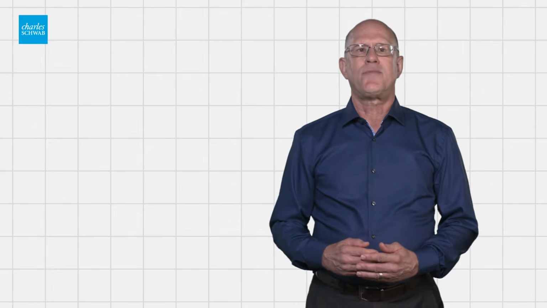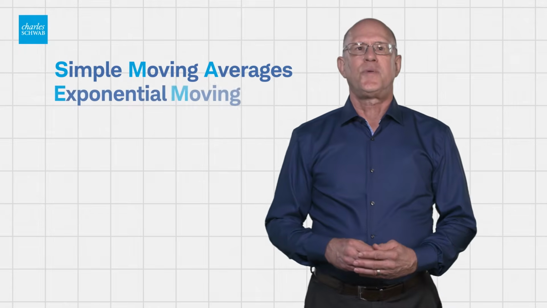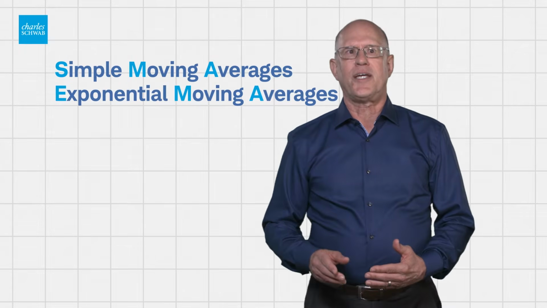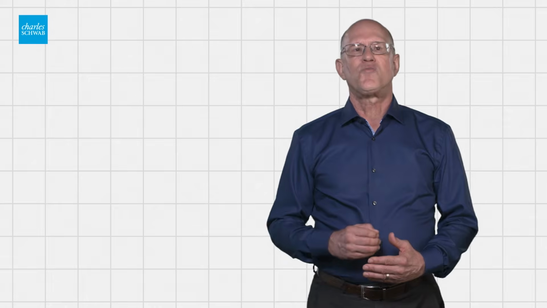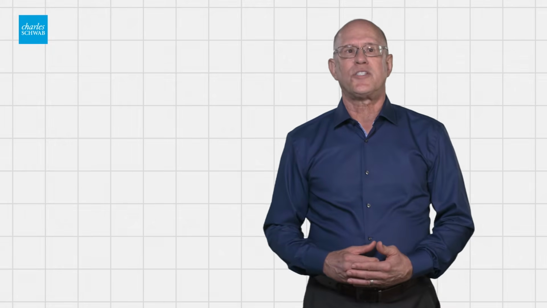Two common moving average types are simple moving averages, SMAs, and exponential moving averages, EMAs. Each has its strengths and weaknesses. Which one you use for a given trade will depend on your strategy.